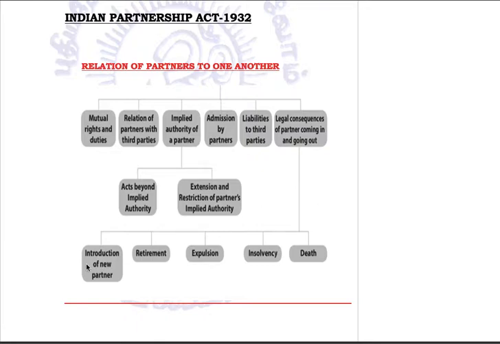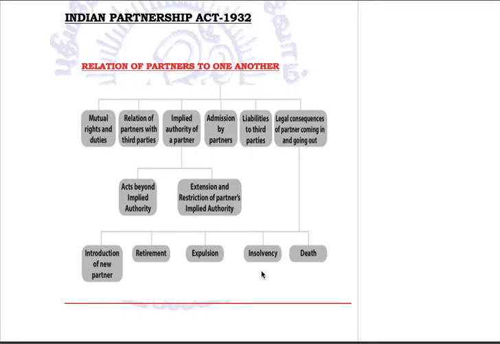Induction of a new partner. When a new partner comes, it is the induction of a new partner. Or retirement, because everyone has a retirement age. The mind is limited, it has limited potential, and so does the body. At a certain point of time, everyone has to retire. Expulsion. Sometimes you may be working against a firm. You may be a partner in the partnership firm, but your work is not in the best interest of the partnership, so you may be expelled as well.